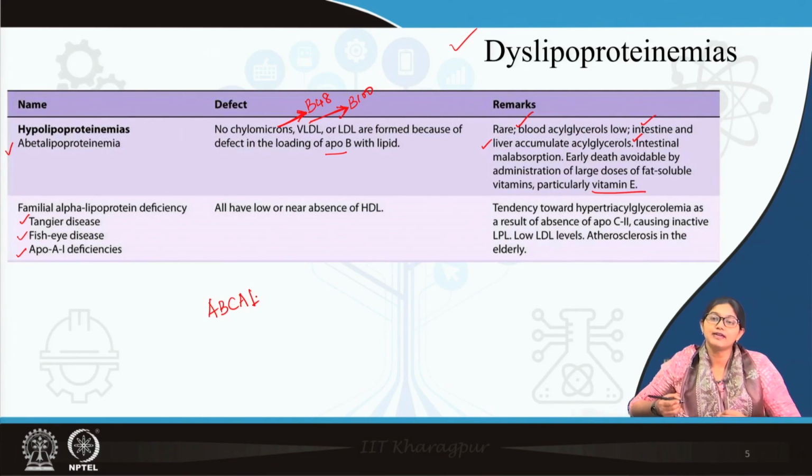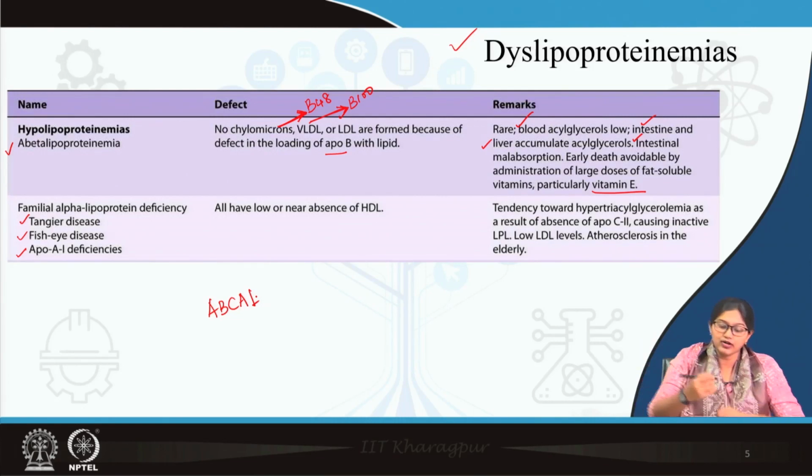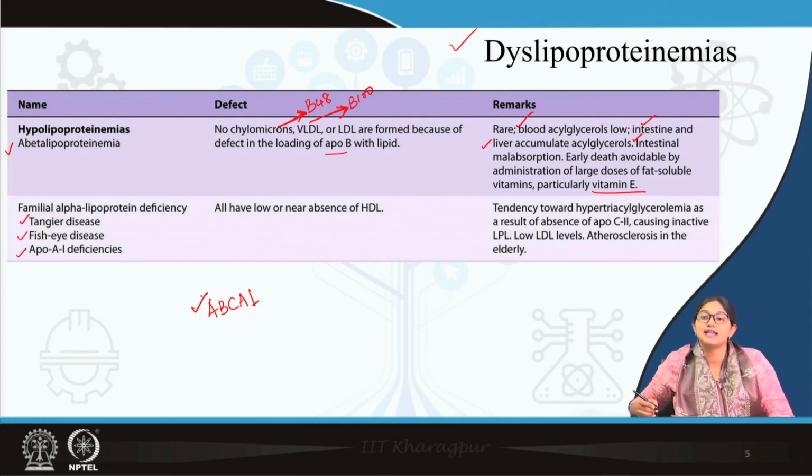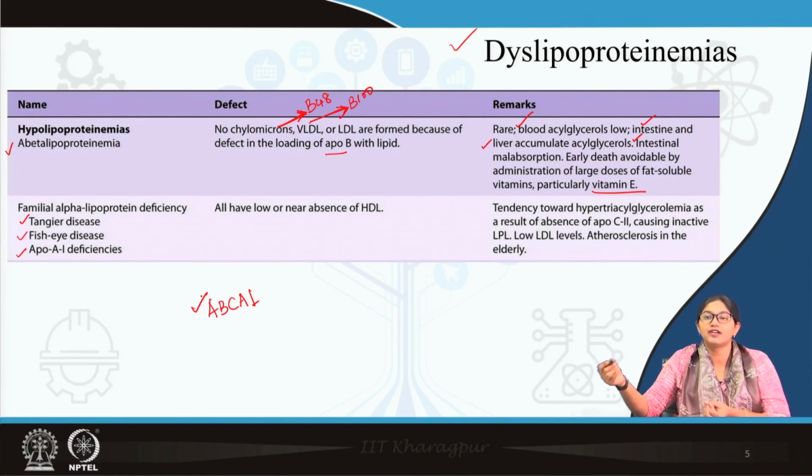So, if you remember the ABCA1 transporter, why was it important? Remember pre-beta HDL, the very nascent HDL which is secreted from the intestine or liver, takes up the peripheral or extrahepatic cholesterol with the help of the transporter ABCA1 to form the nascent discoidal shaped HDL, which finally forms the other forms of HDL, that is HDL3 or HDL2.